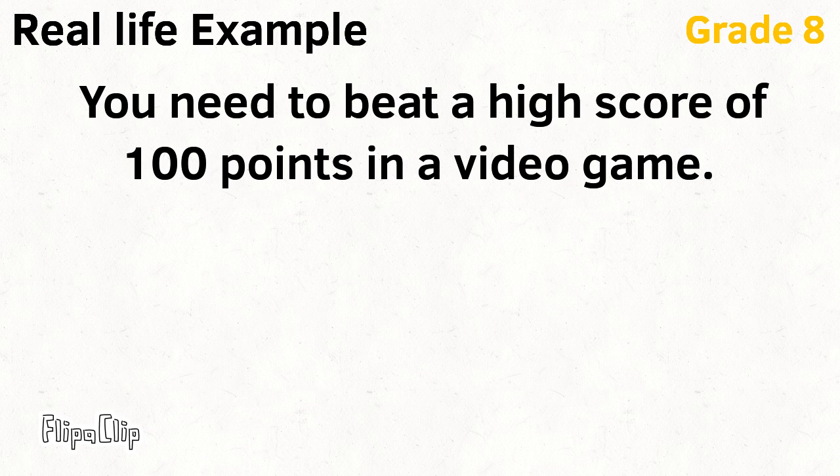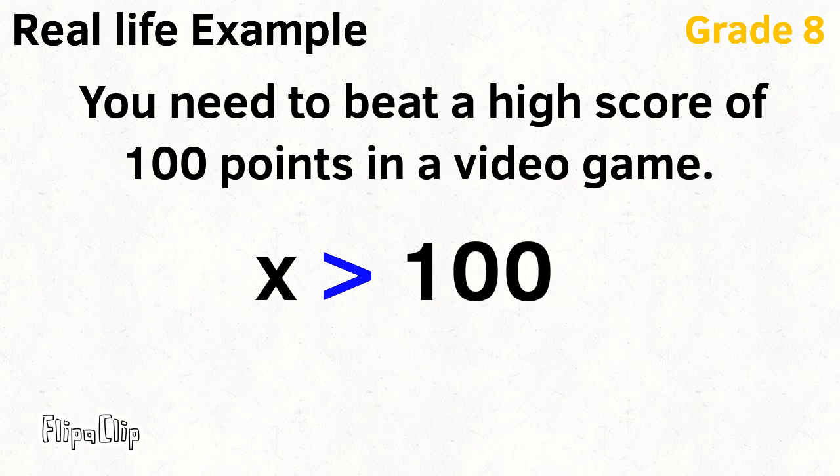First, we have to find the variable and the constant. In this case, the variable is x and the constant is 100. So for the rest of the video, I will use the letter x for the variable, for the sake of uniformity. So in this case, we are going to use the greater than symbol, because in order to beat the high score, you have to get a score that is higher than it. This is read as x is greater than 100.